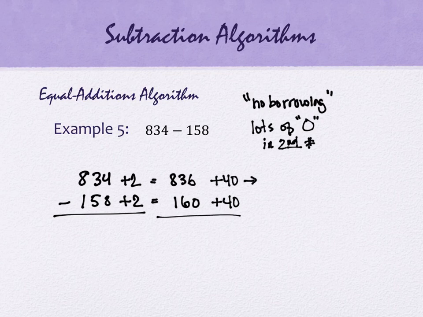All right, so this one becomes 876. What does 160 plus 40 become? 200. That's 200. Now, can I subtract without borrowing? Yes. Now I'm good to go. If I subtract, what do I get? 676.